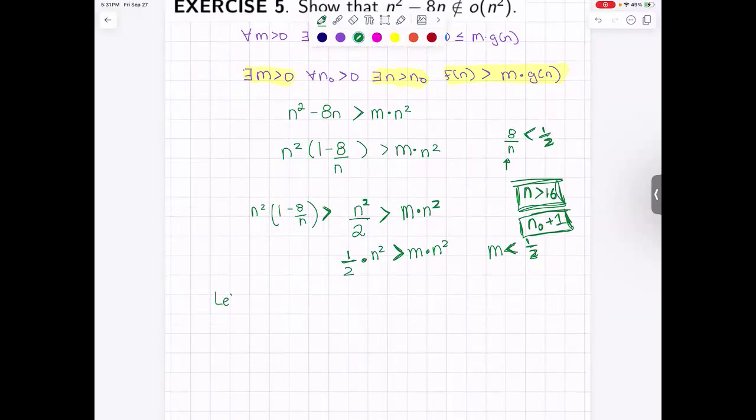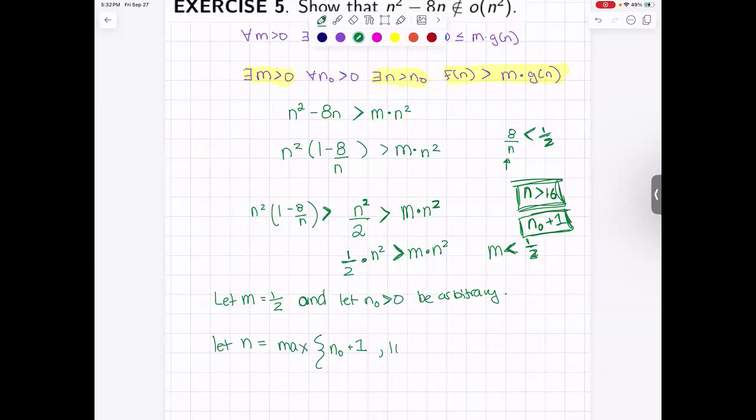So we can let m equal a half, and we're just defining these in the same order that they appear. So we let m equal a half. We're going to let n naught greater than 0 be arbitrary. Then, let n equal the max between our two values that we found, n naught plus 1 and 16.